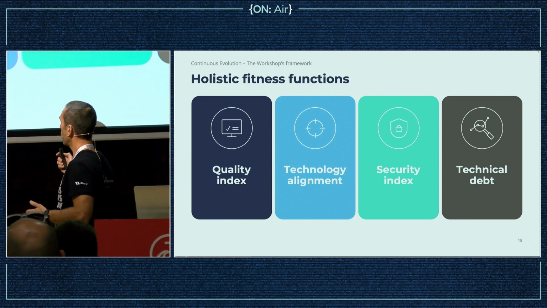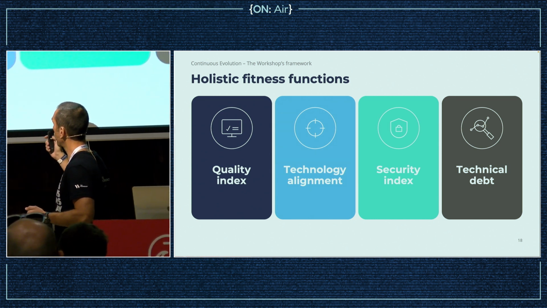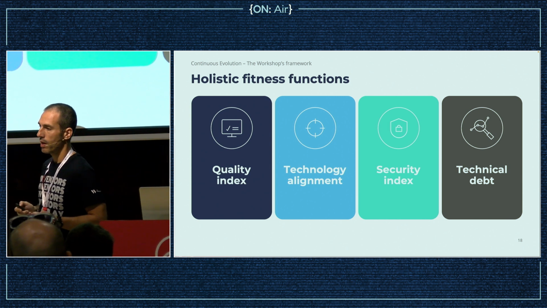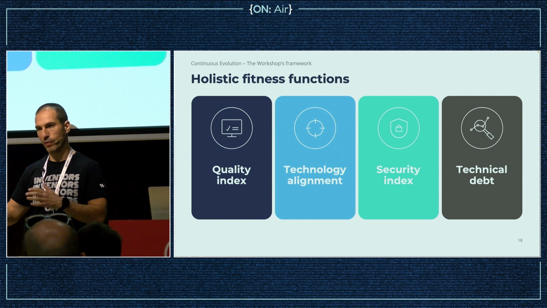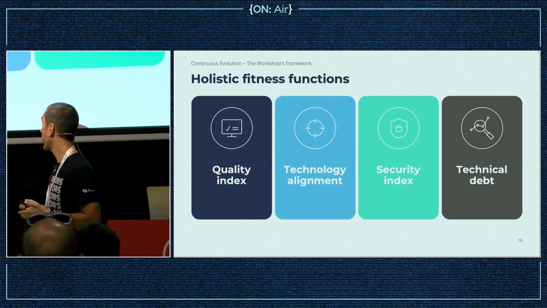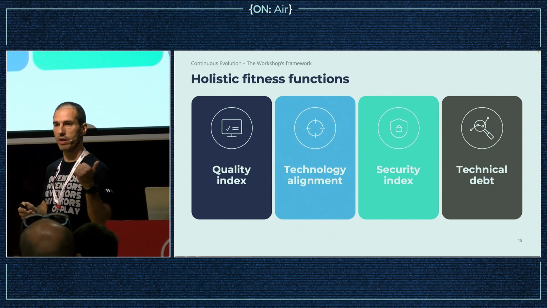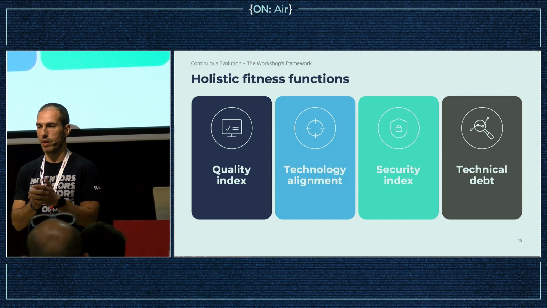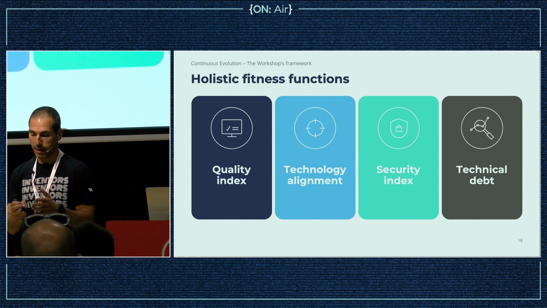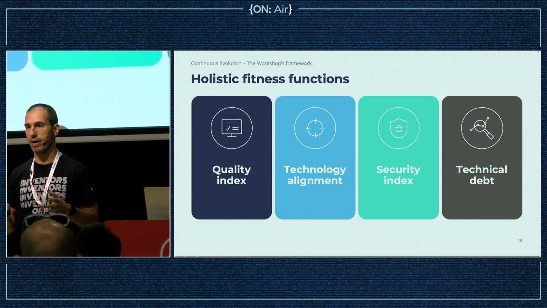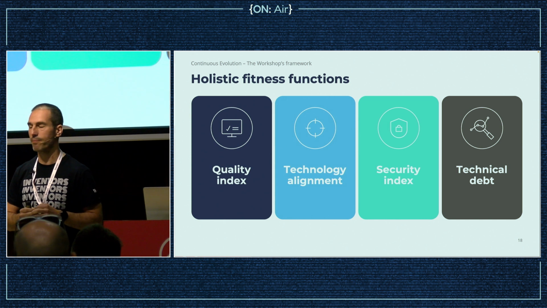So these 4 functions are not individual ones. They are aggregated. They are made of individual ones. They are holistic fitness functions, as we saw in one of the slides, the categories one, because it covers a wider area, right? Not just an individual atomic thing.